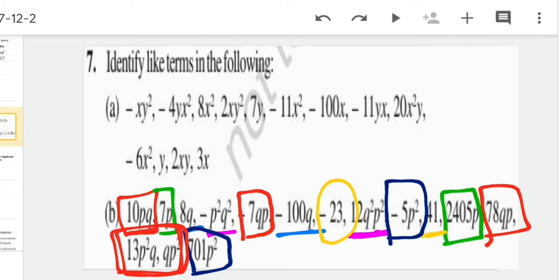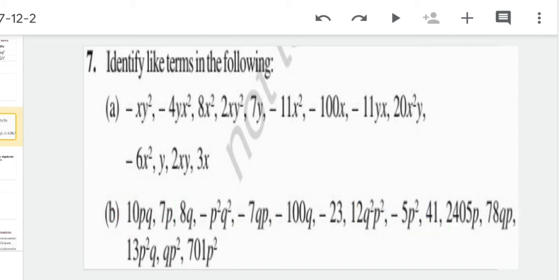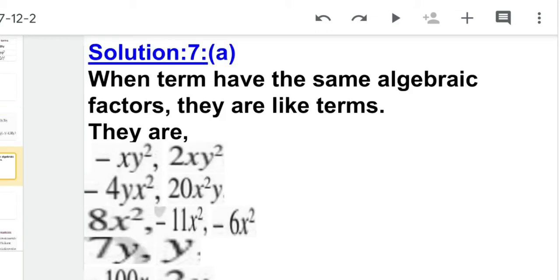Okay, you can see clearly in your book how you can classify. You just have to focus on the algebraic factor of these terms. Terms which have the same algebraic factors are like to each other. Okay.